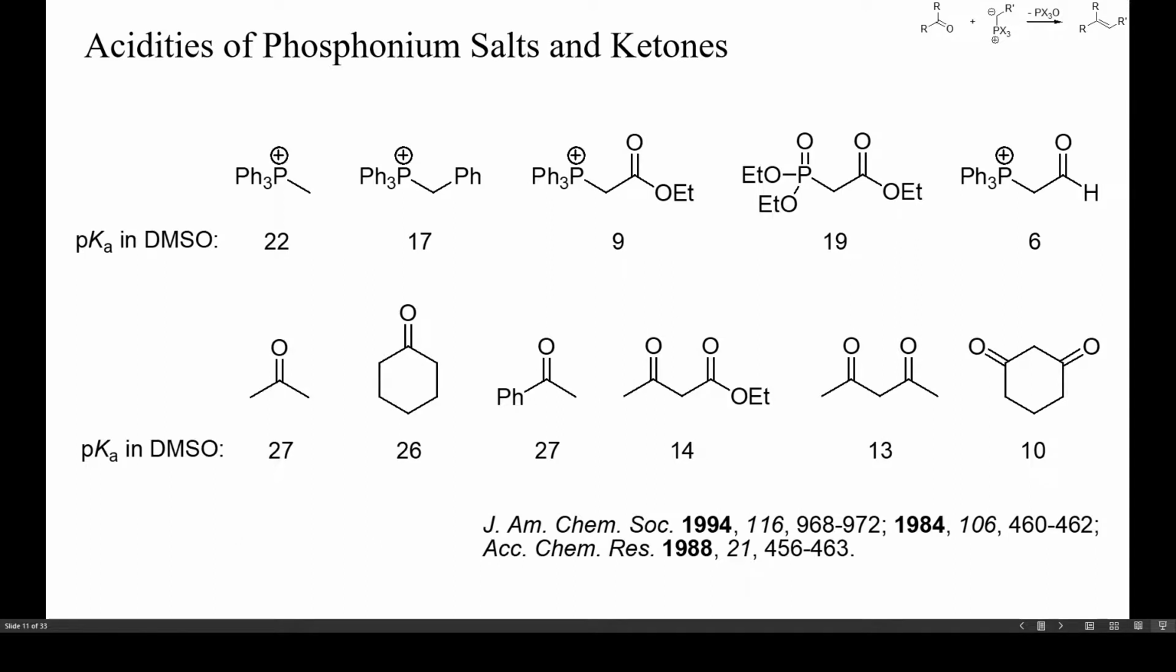The triphenylphosphonium group is strongly acidifying. Methyl triphenylphosphonium salts, for instance, are 5 orders of magnitude more acidic than acetone.